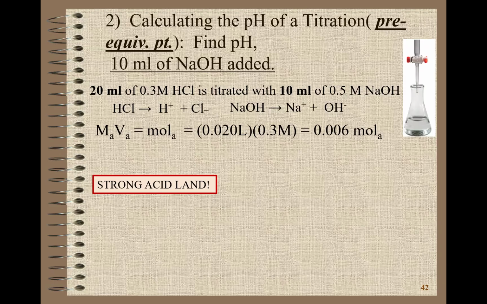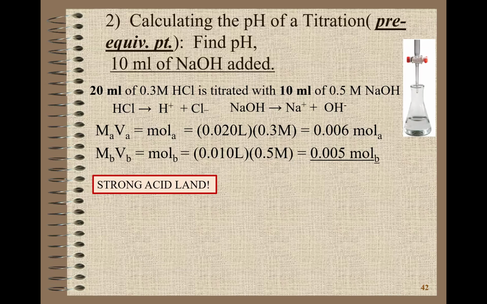Do the same thing for the base. So how much do we add? 10 milliliters. 10 milliliters divided by 1,000 is equal to 0.010 liters times 0.5 moles per liter. Liters cancel. We get that number of moles. Is everybody with me? We calculated.